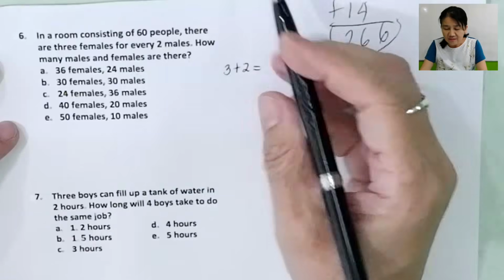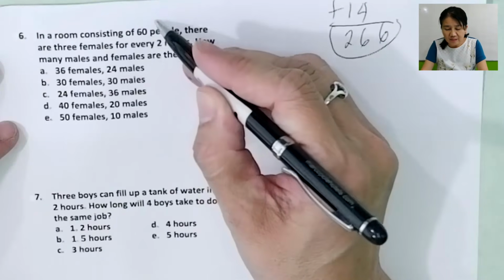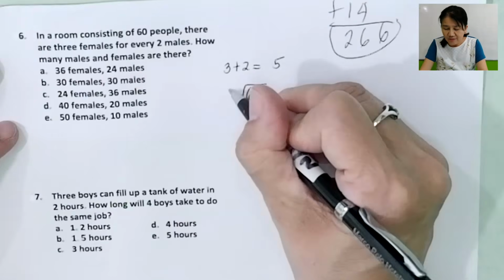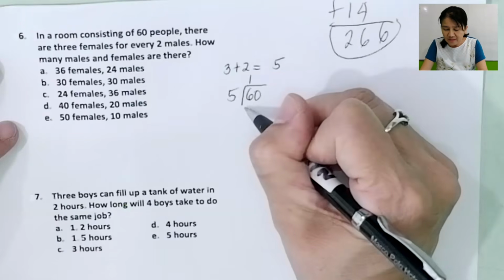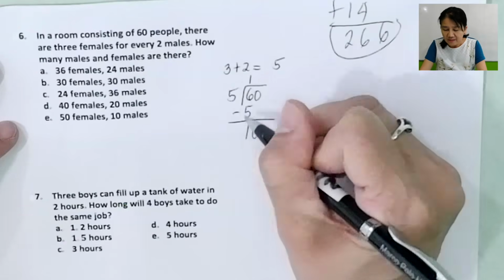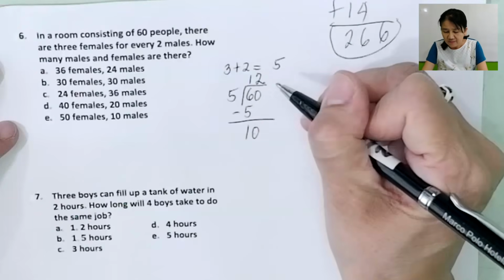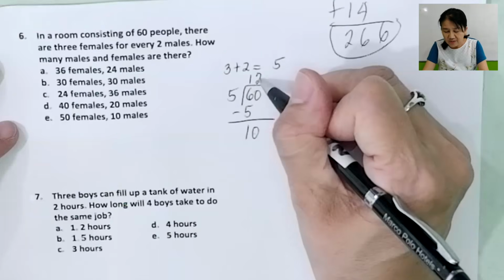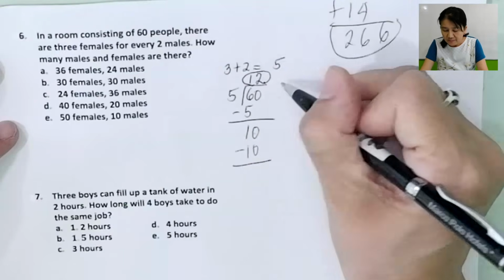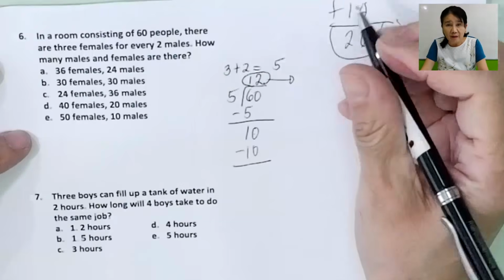And then, since you have a total of 60 people, divide 60 by 5. So we have 1 times 5 is 5, 6 minus 5 is 1, bring down the 0, 10. 10 divided by 5 is 2. 2 times 5 is 10. So the answer is 12, meaning there are 12 per part.